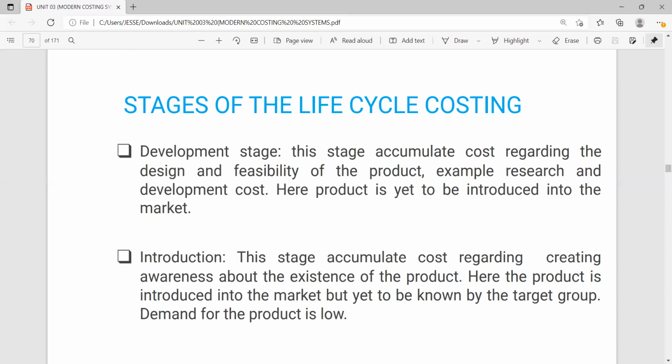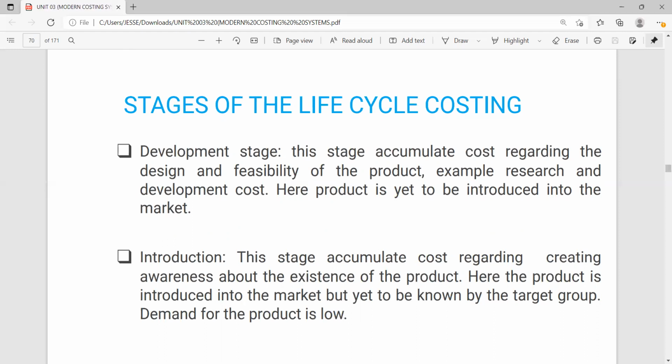Here, the product is yet to be introduced into the market. So the development stage: a product will go through a development stage where we try to assess the feasibility of the product, how the product is going to be designed, etc. Then from the development stage, the product goes to an introduction stage.